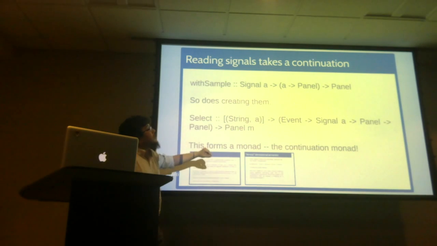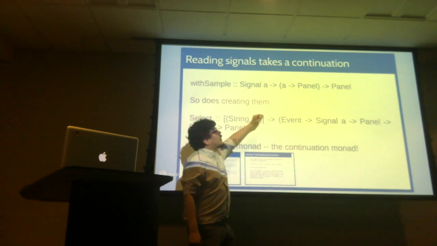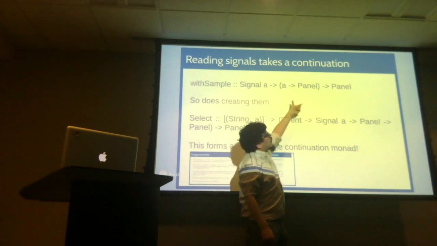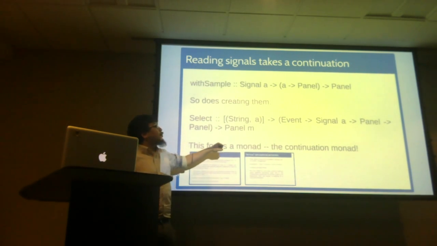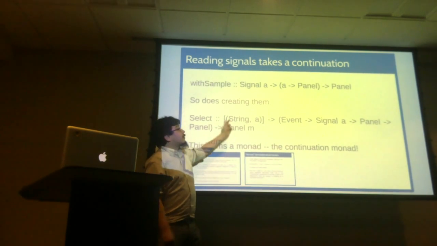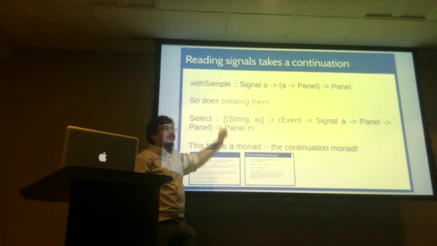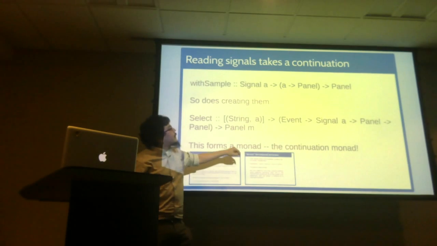Because when you sample a signal, you're not actually doing anything yet. You pass in the continuation of how to build the output. And so you have this continuation passing style looking thing. This is select. This creates a select dropdown, for example. I'm going to give you a list of strings that are the names of things in my dropdown. A is the values associated with them. It's an association list. I'm going to give you that, and you're going to give me a continuation.